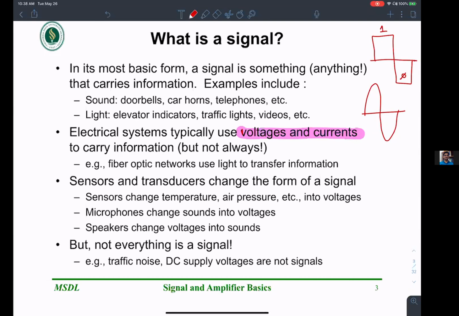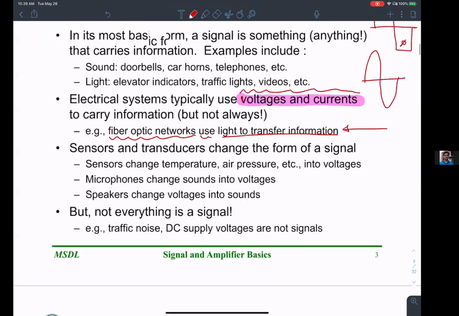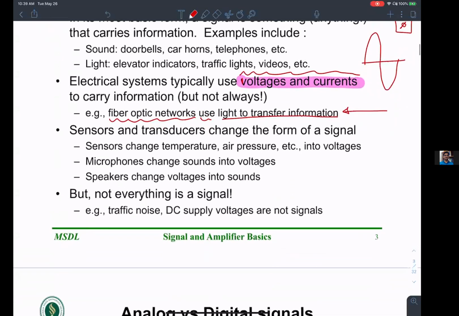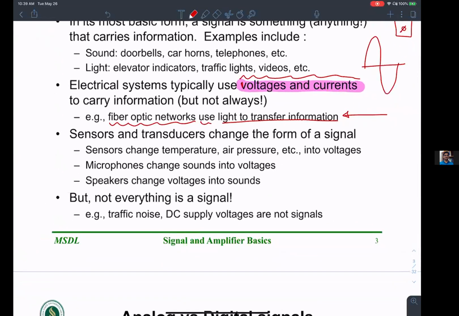Okay, so encoding information over voltages or currents, there can be voltage signals or current signals, but it doesn't always have to be that way. Like I mentioned, fiber optic networks use light to transfer information. So there is a light signal, that's not a voltage signal. But for us, electronic engineers, most of the time we deal with voltages and currents, sometimes with light signals as well.